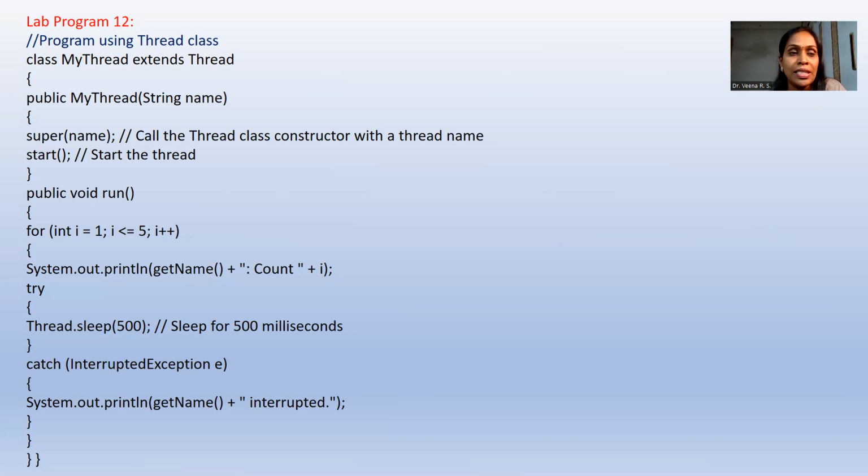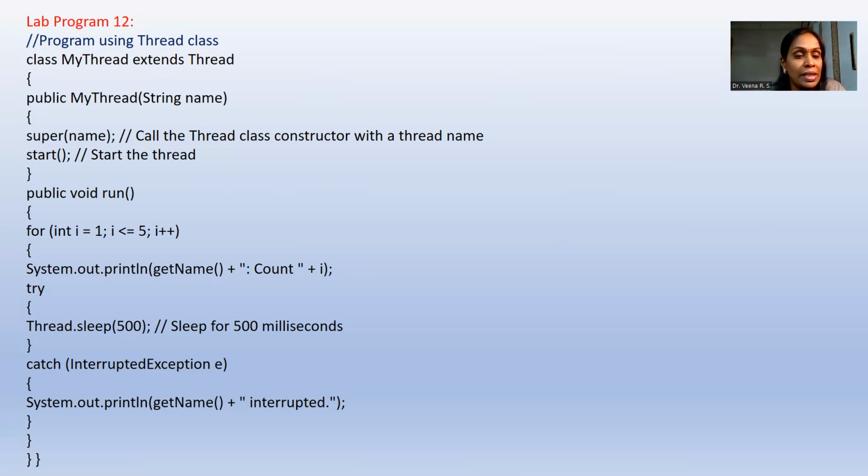So suppose it is MyThread 1, and its count is 1, then 2, then 3, then 4 and 5. And we want to give a delay in between. So you can always make use of the sleep method, which is a static method of the Thread class. The sleep method can be used only within a try block because it may throw an exception, that is, the InterruptedException.